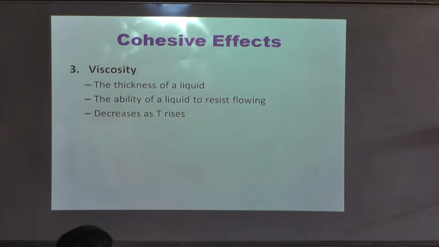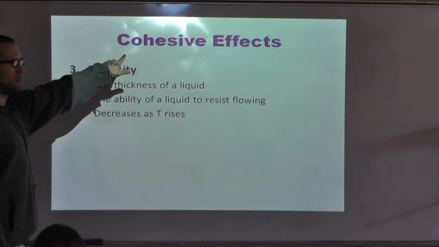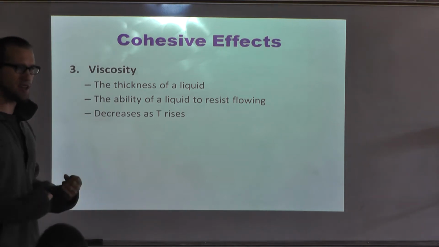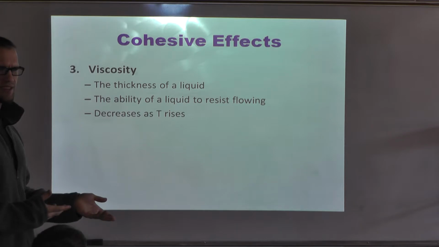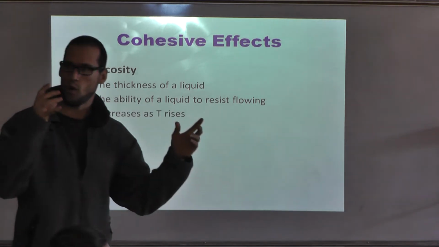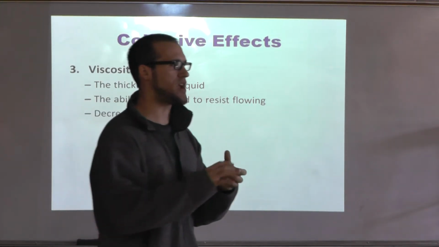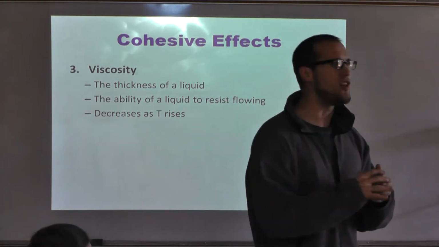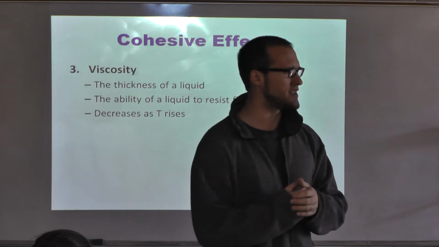Okay, here's another type of cohesive effect. Viscosity. I've talked about this. It really is the ability of a liquid to resist flowing, and it's called a cohesive effect for that reason. It's so attracted to itself and not attracted to other things that it won't flow. Cohesive is attraction of one thing to the same type of thing. So something like honey is really attracted to itself and not attracted to other things, so it won't flow. In order for things to flow on something else, it has to be attracted to it.